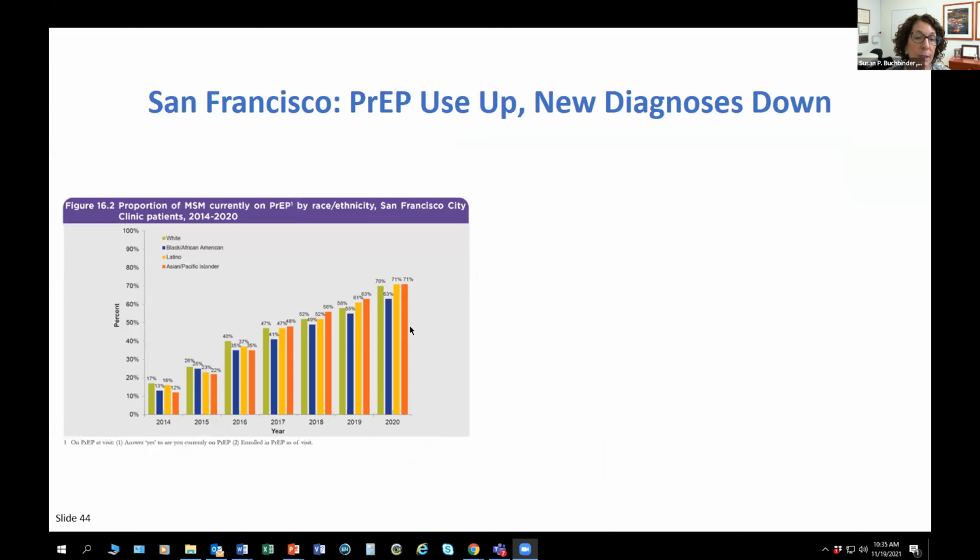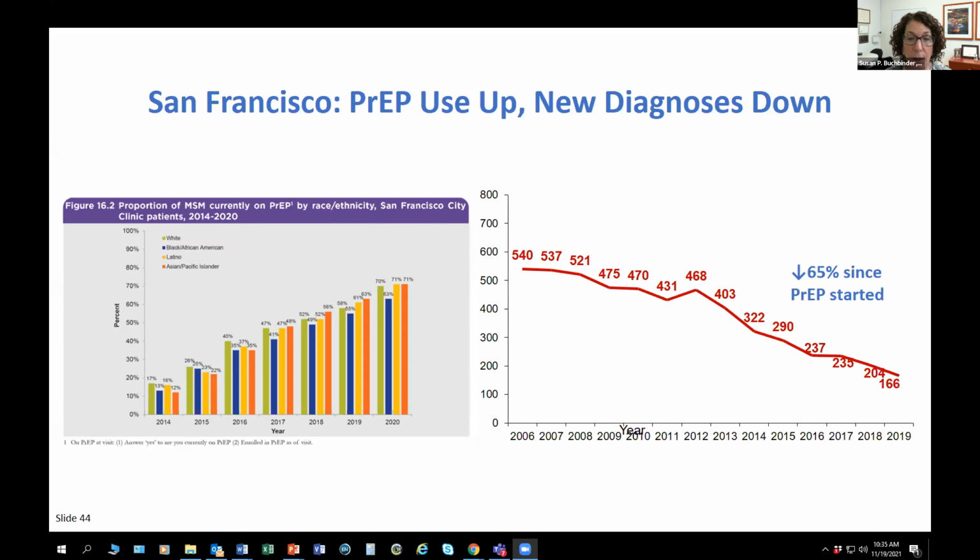This is how we're doing at the municipal STD clinic. You can see that by 2020, about 70% of the men who have sex with men attending the STD clinic are on PrEP. It's only 63%, however, for Black African Americans. So again, we still have these disparities that we're trying very hard to address. But this is what happened to our infection rates from 2012 when we started ramping up PrEP down to 2019. We've had a 65% drop in new infections.